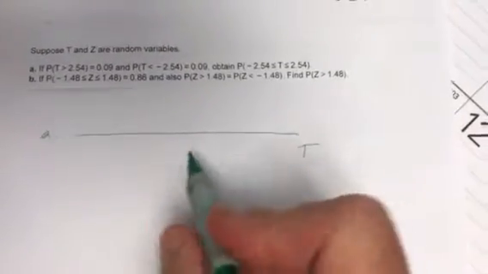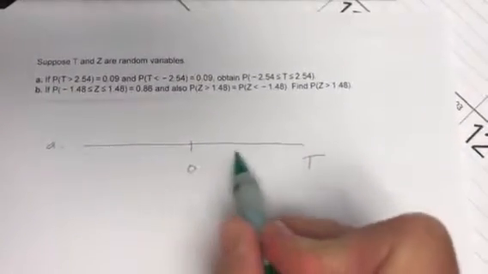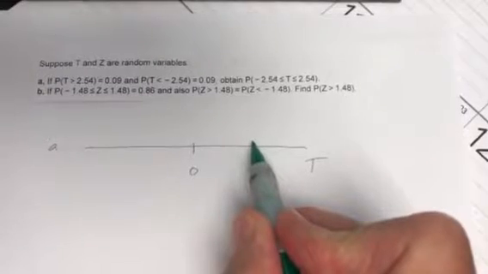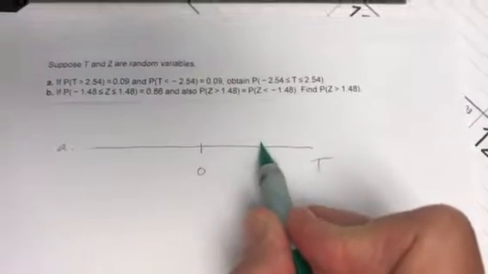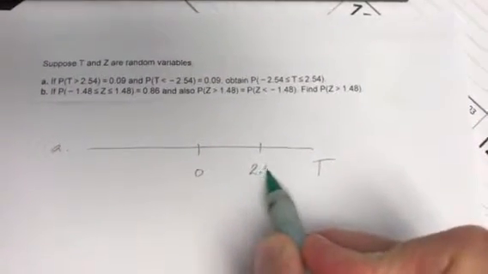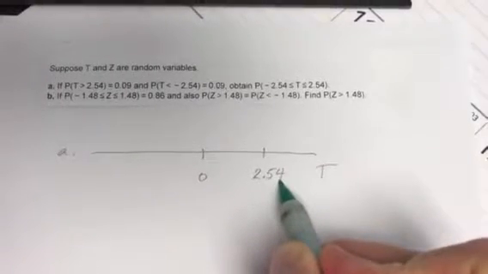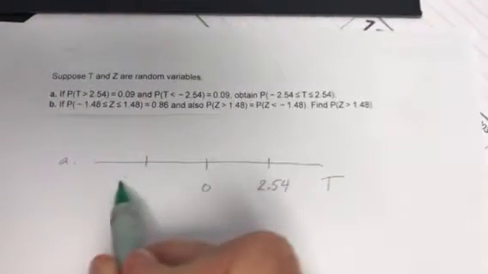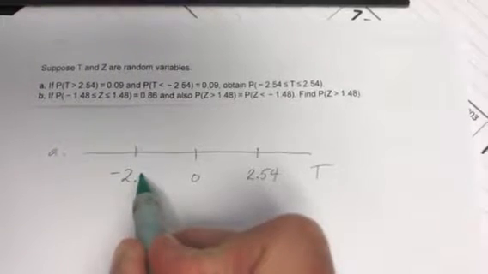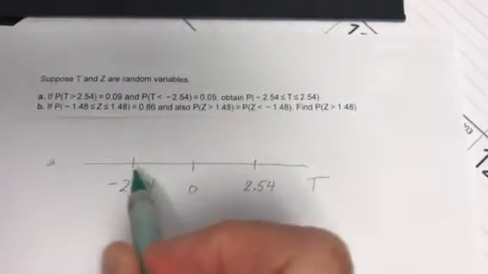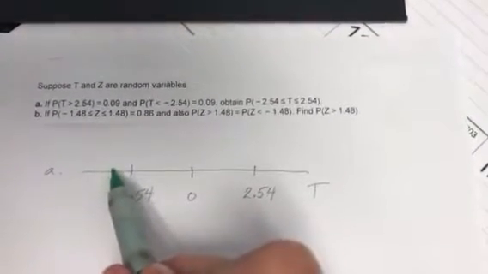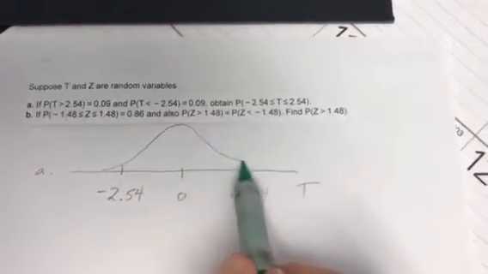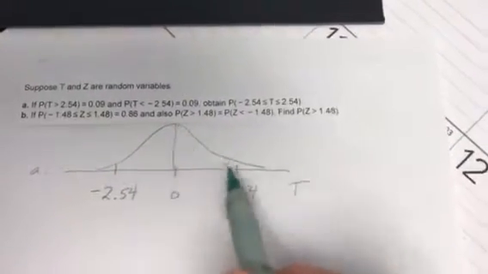So if you look at a number line for part A, you've got t that has some value on this number line, and the probability it's greater than 2.54 is only 9%. The probability that it's less than negative 2.54 is also 9%. So this would be accurate for a bell-shaped curve that's centered at 0.